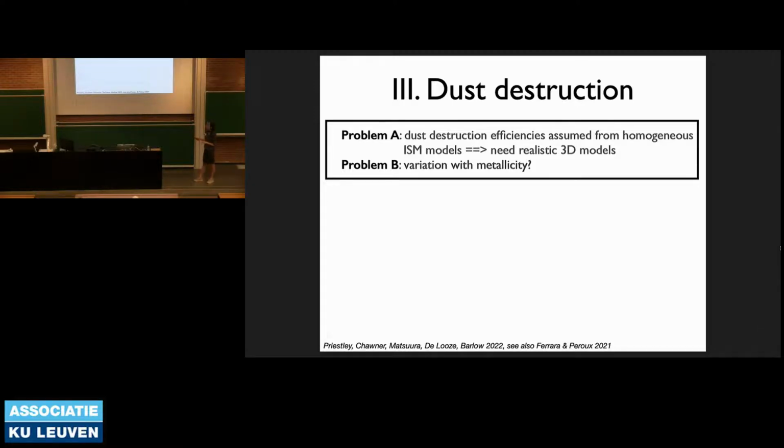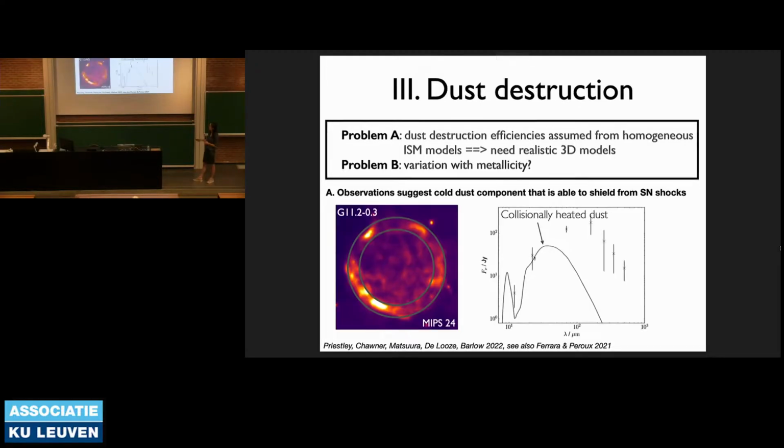And indeed, there are now some first simulations that haven't been published yet, but that show that what actually happens when a supernova explodes is that the energy will escape through the low density channels, and a lot of the dust will remain unaffected. So dust destruction efficiencies have actually been overestimated somewhat in the past.